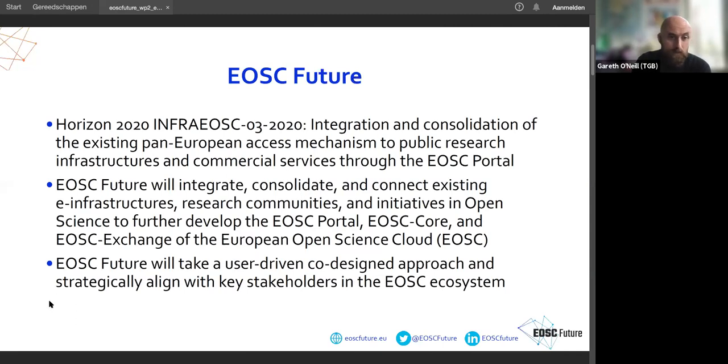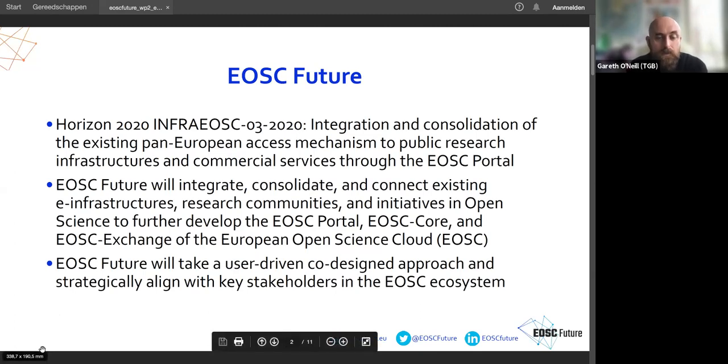Very quick background for those of you who don't know what we're doing here. EOSC Future is a project funded under the EOSC 03 2020 call under Horizon Europe, with the title of Integration and Consolidation of the Existing Pan-European Access Mechanism to Public Research Infrastructures and Commercial Services through the EOSC portal. Quite a mouthful and quite a lot of activities, as you'll see. The idea here is basically to integrate, consolidate, and connect all the existing e-infrastructures, research communities, and the initiatives in open science, and in so doing to develop the portal, the EOSC Core, EOSC Exchange specifically, to implement the Open Science Cloud, so the European Open Science Cloud, EOSC.